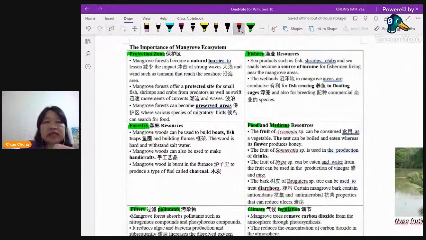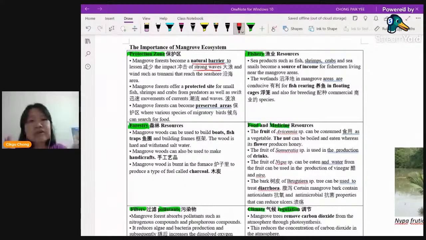Now, importance of mangrove ecosystem. It is a protection zone. It's a natural barrier, okay, against strong waves and so on. So the first thing that gets hit by the strong wave will be your mangrove trees, because they are, we can call them frontliners. They are the first plants that are actually between the sea and the land. So they will absorb the impact from the wind, from the tsunami, all right?